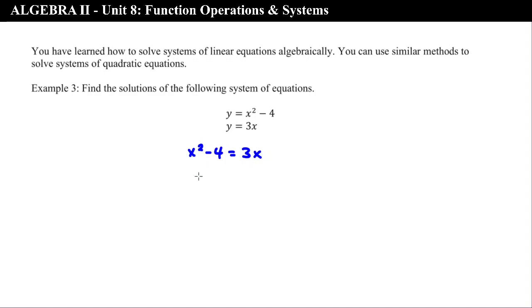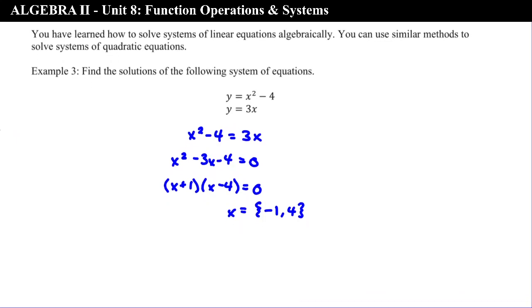Then we'll move our 3x to the other side. And now we just have a quadratic to solve. We can factor this. Two numbers that multiply to give you negative 4, add to give you negative 3. That would be 1 and negative 4. And so our solutions for x would be negative 1 and positive 4.